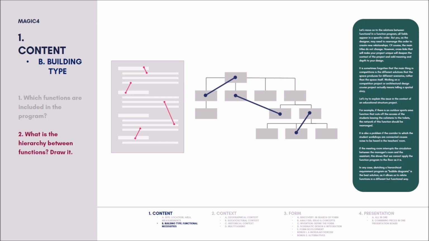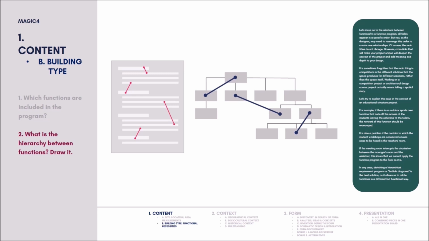However, crosslinks that will make your project unique will deepen the context of the project and add meaning and depth to your design. It is sometimes forgotten that the main thing in competitions is the different solutions that the space produces for different scenarios, rather than the space itself. Working on a competition project or architectural design course project actually means telling a spatial story. Let's try to explain this issue in the context of an educational structure project.